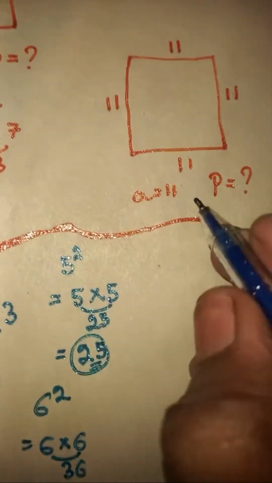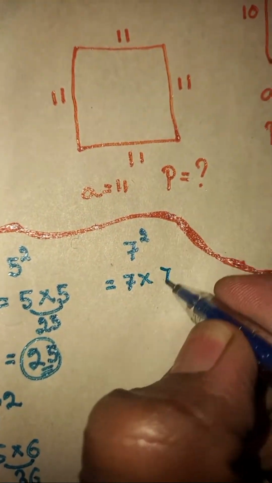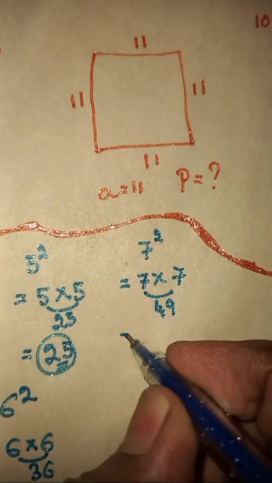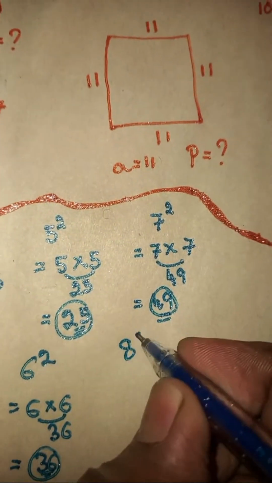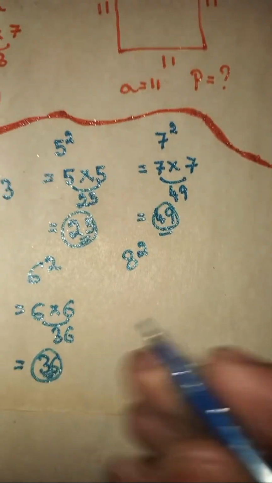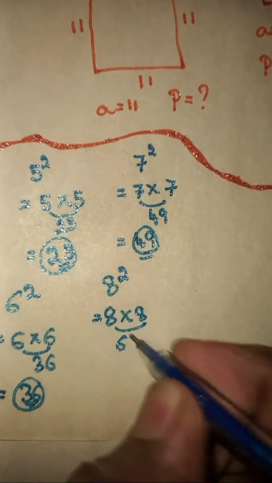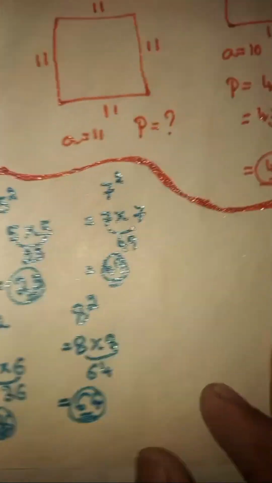Now let's write about 7 square. 7 square equal to 7 times of 7. 7 times of 7 is 49. So 7 square is 49. Let's write 8 square. 8 square equal to 8 times of 8. 8 times of 8 is 64. So 8 square is 64.